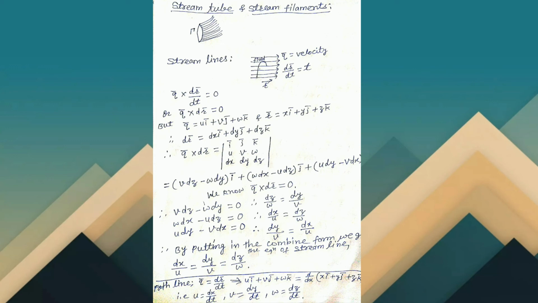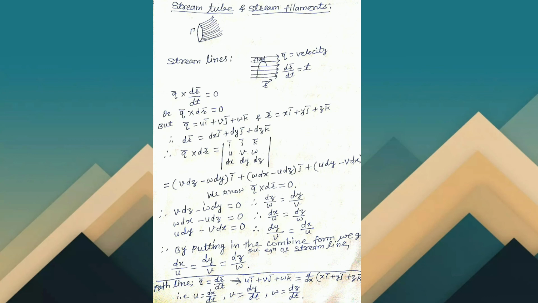So in this figure we have shown what is a streamline. A streamline is a curve, which is given in this figure. A streamline is a curve drawn on a fluid surface. This is a fluid surface, drawn on a fluid surface such that the tangent at any point is along the direction of motion.